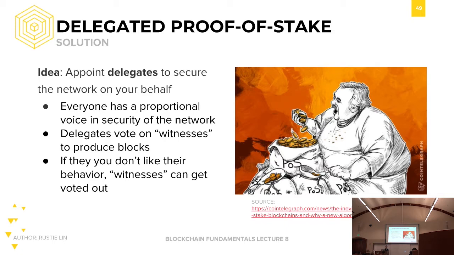So everyone has a proportional voice in the security of the network, but these delegates vote on witnesses to produce blocks. And if people don't like the behavior of these witnesses, they can actually get voted out, meaning that they won't be able to produce blocks again. So you don't always have this idea of large stakeholders always being able to mine the block or create blocks for the blockchain. You have witnesses that are either cycled around by delegates who vote on the next witness, or if someone's acting maliciously as a witness, delegates can vote them down and say that this guy doesn't deserve to be a witness anymore or a block producer anymore.